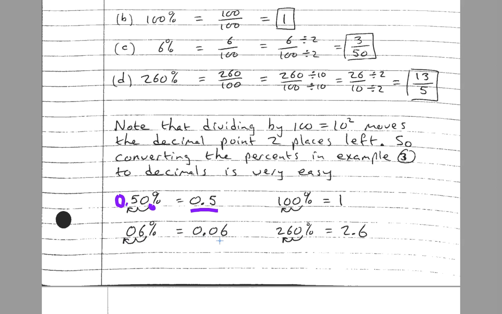6% is 0.06. And 260, if you move the decimal point 2 places to the left, you get 2.6. So 260% is 2.6 as a decimal. Again, as a fraction, it would be 260 over 100, or 13 over 5 simplified.